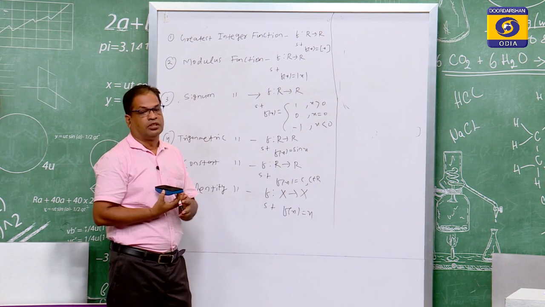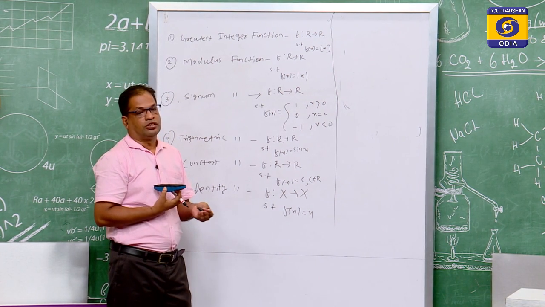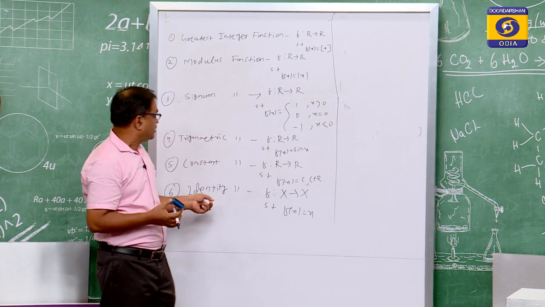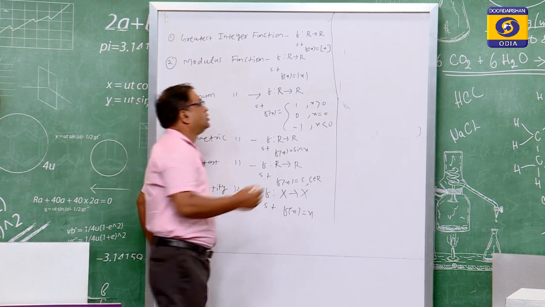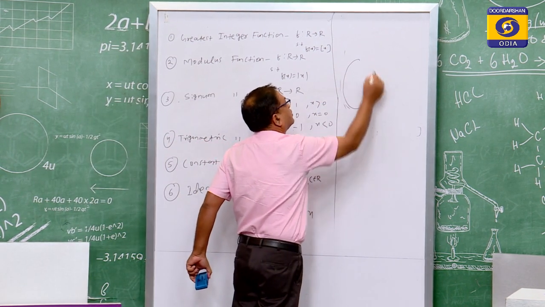This is an important function for when we will discuss function composition and function inverse. This identity function is both 1-1 and onto. So, what is this identity function?